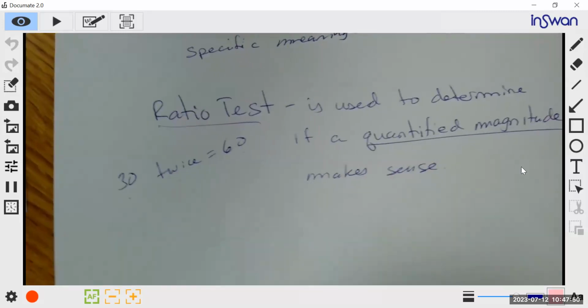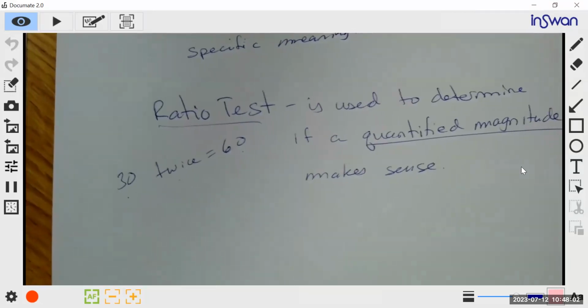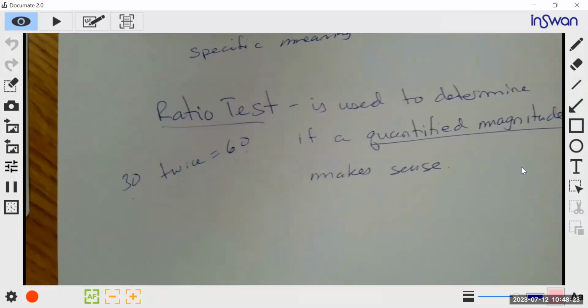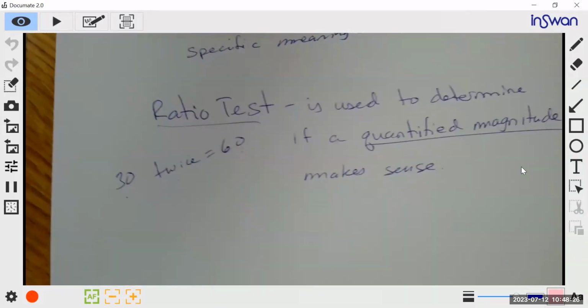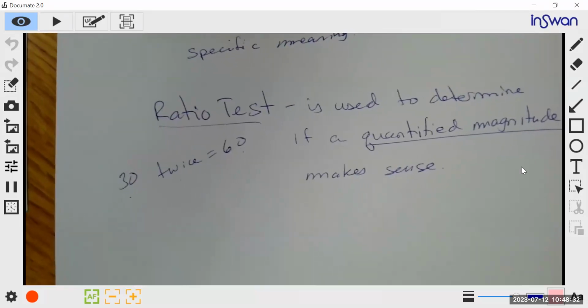So we use the ratio test to see if it makes sense. Will it even make sense if the answer comes out to be a negative and it's still a ratio test? Well, you can't have a negative in ratios because it has to be a relationship between what you have and what you're comparing it to. It could be an increase or decrease, but the ratio itself has to be a positive number.